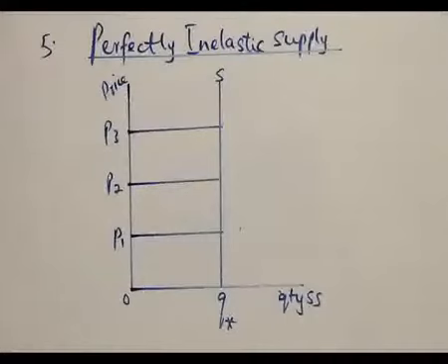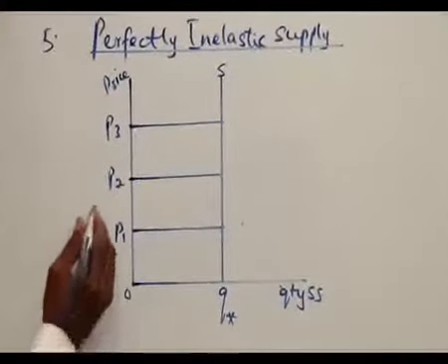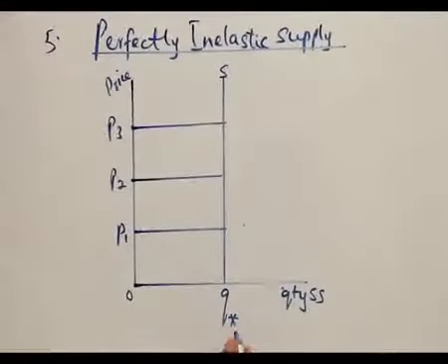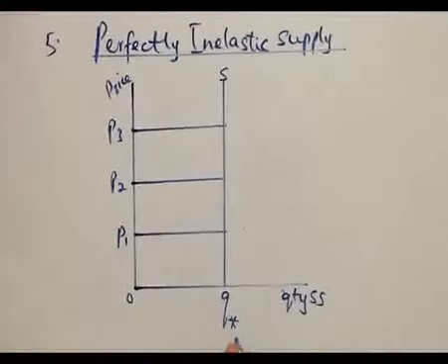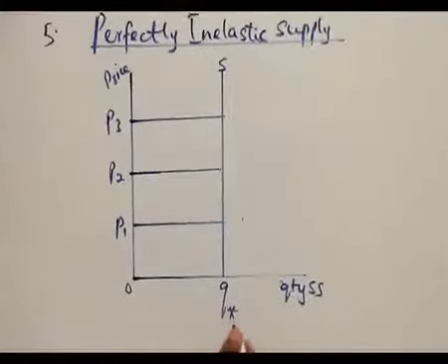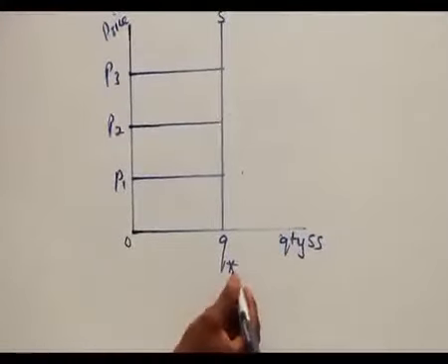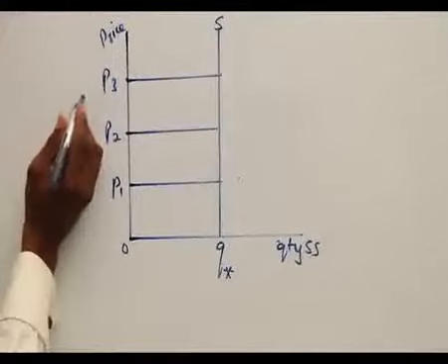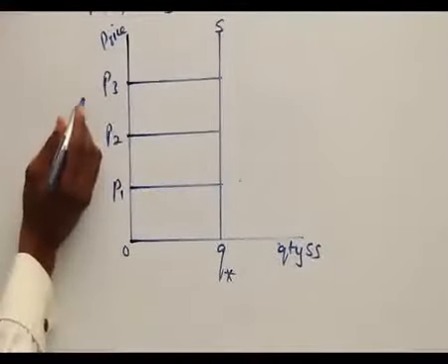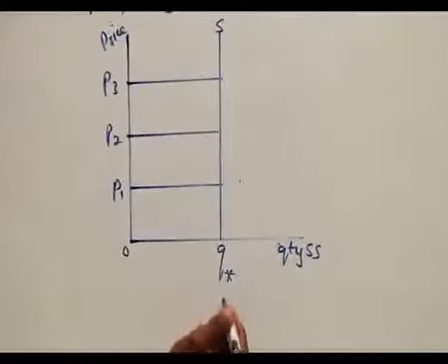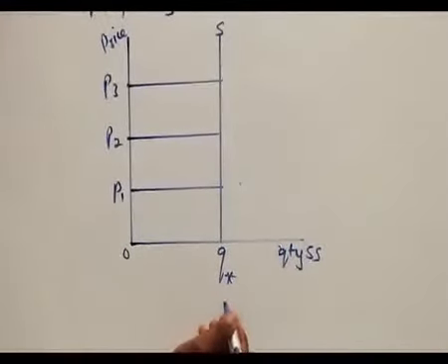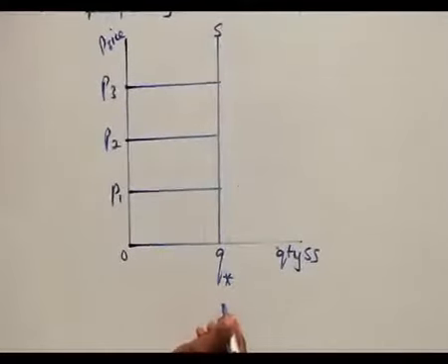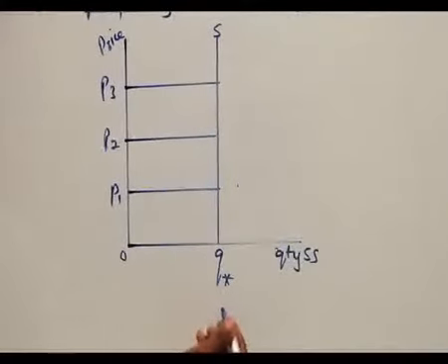Perfectly inelastic supply is also known as zero elasticity of supply. And what do we mean by this concept? That there is a change in price while quantity supply is fixed. Looking at the diagram, the quantity supply is fixed, Q asterisk. The price is moving from P1 to P2 to P3. That is, the price is allowed to change while quantity is constant. So the price is moving, but there is no change in quantity supply. So we call it zero elasticity of supply.